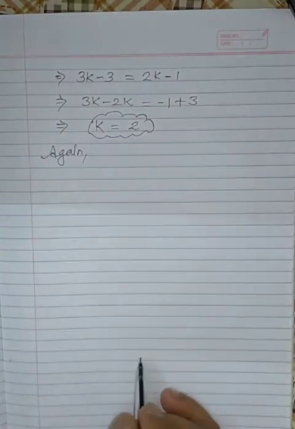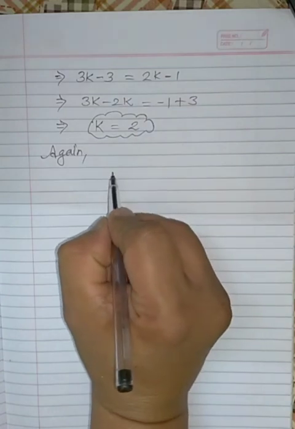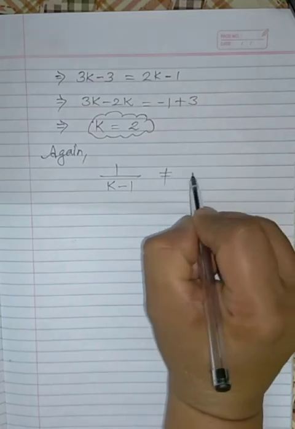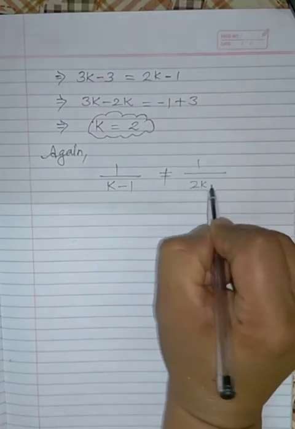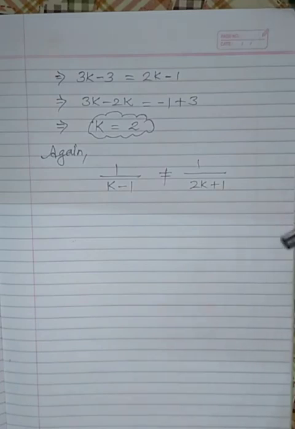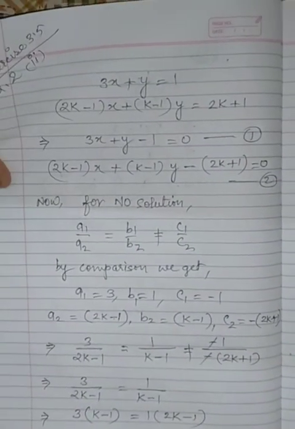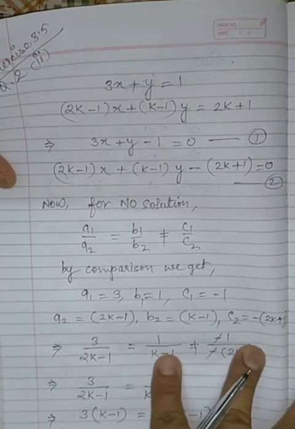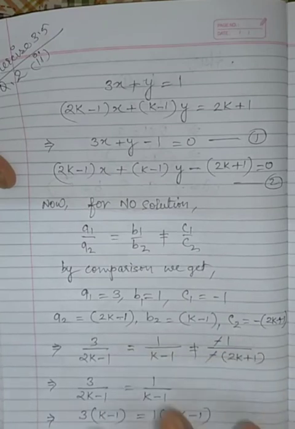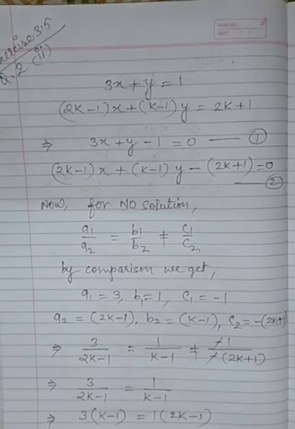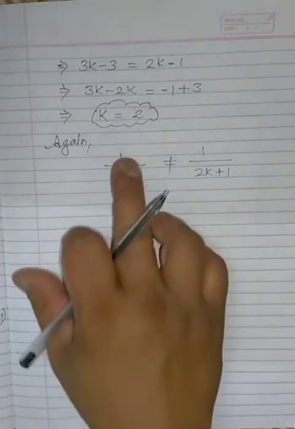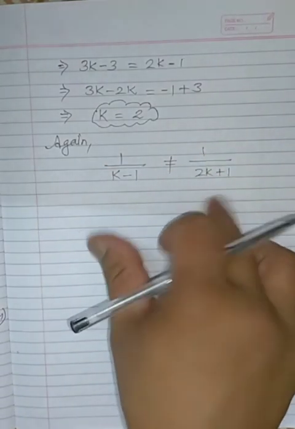Again, now we will use the second part. 1 upon k minus 1 is not equal to 1 upon 2k plus 1. First we used these two parts, and now we will use these two parts. You can use these two also, but I am using these two first and then I will use these two. So 1 upon k minus 1 not equal to 1 upon 2k plus 1.